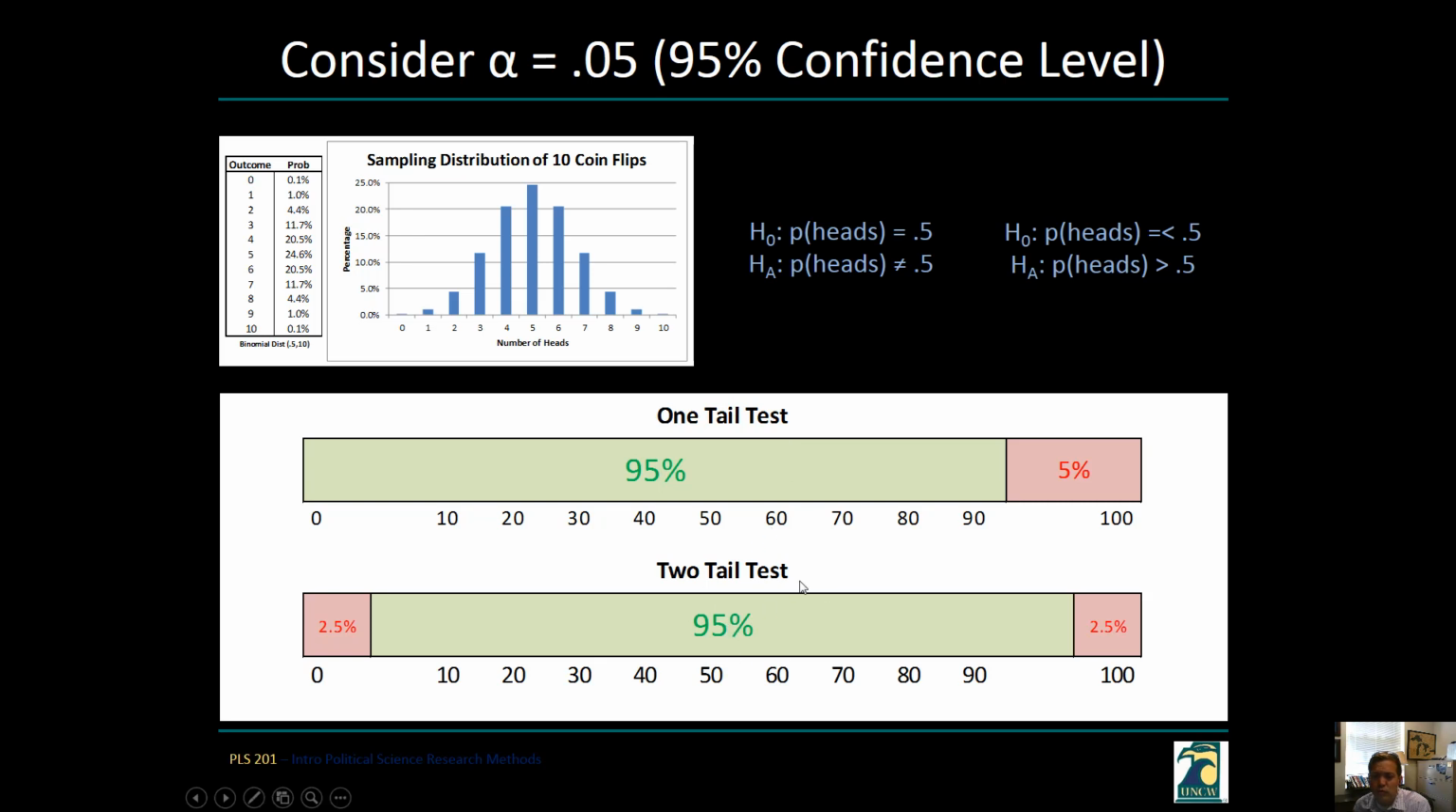Now what about a two-tail test? We're still willing to be wrong 5% of the time, but when we have a two-tail test, it's possible it could be lower or it could be higher. So our two-tail test has 2.5% in the left or the lower tail and 2.5% in the upper tail. Add them together, you get 5%. So graphically, we can demonstrate a one or a two-tail test depending on where that region of rejection is.